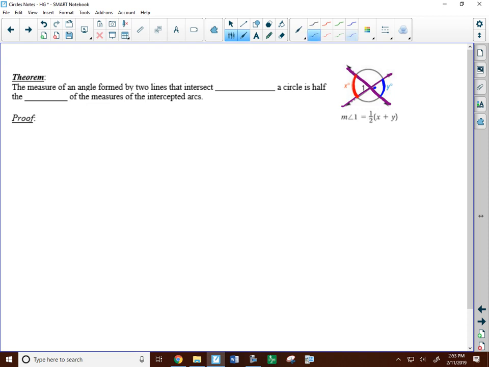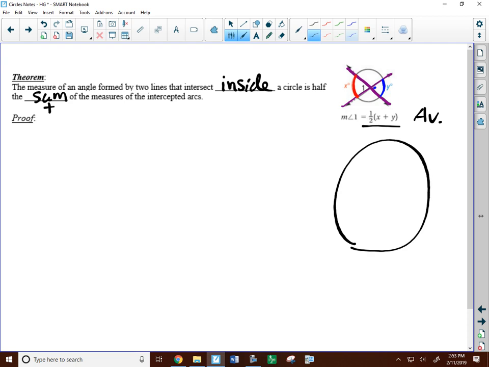All right, with that setup, the measure of angle 1, the angle formed by two lines that intersect inside a circle, is half the sum, sum being plus, half the sum of the intersected arcs. So over here we have X plus Y. X is the red arc, Y is the blue arc, half of the sum. In other words, it's just an average. Okay. We are going to prove this one.